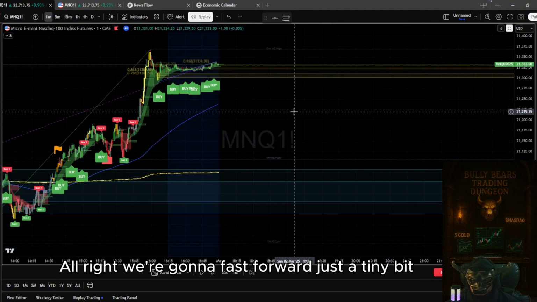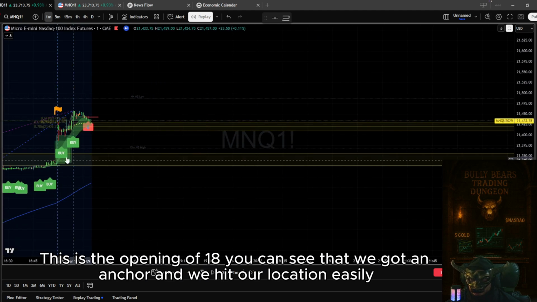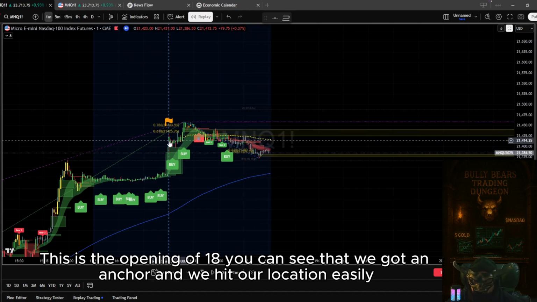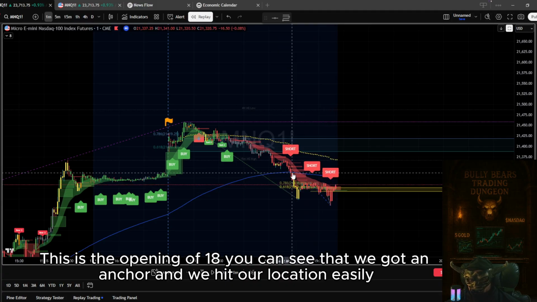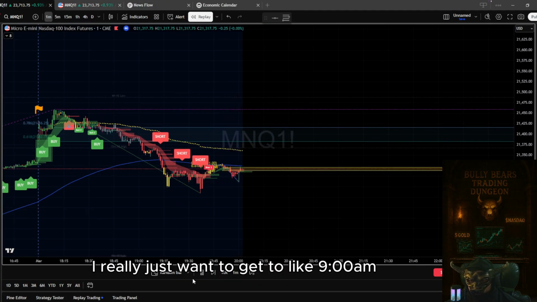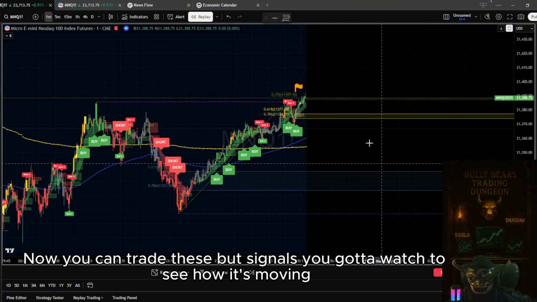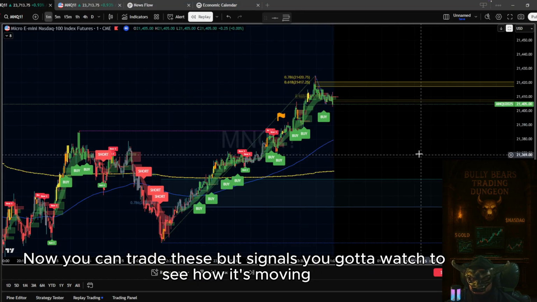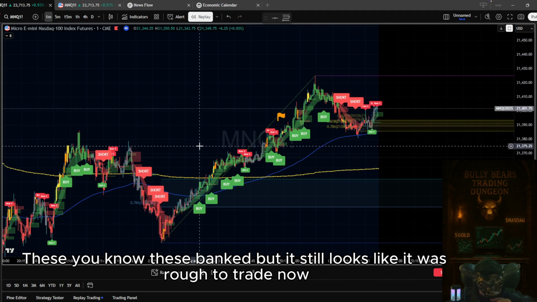All right. We're going to fast forward just a tiny bit. This is the opening of 1800. You can see that we got an anchor and we hit our location easily. I really just want to get to like 9 a.m. You can trade these, but with signals, you've got to watch to see how it's moving. These banked, but it still looks like it was rough to trade.